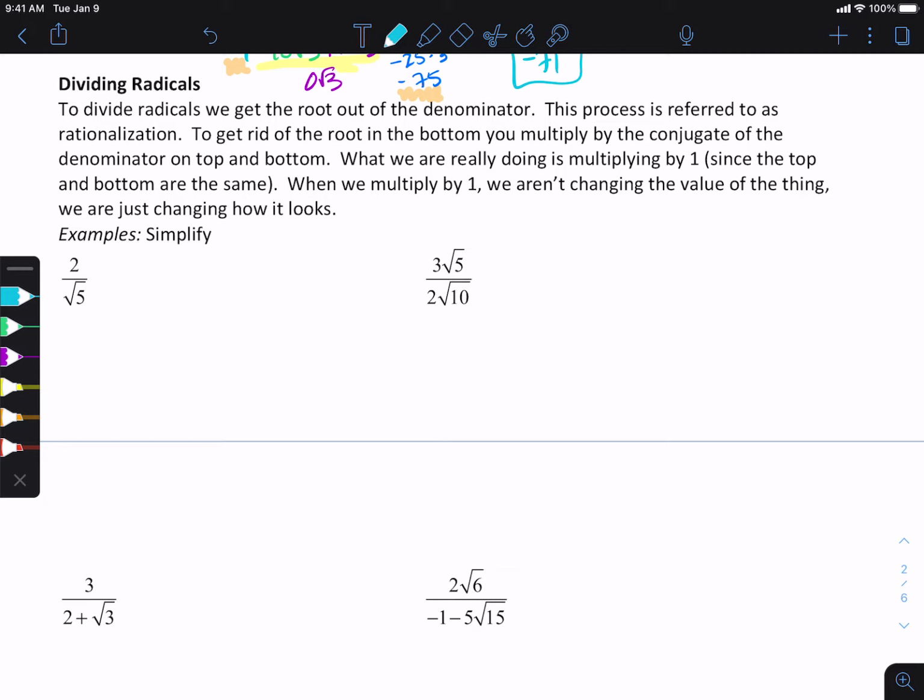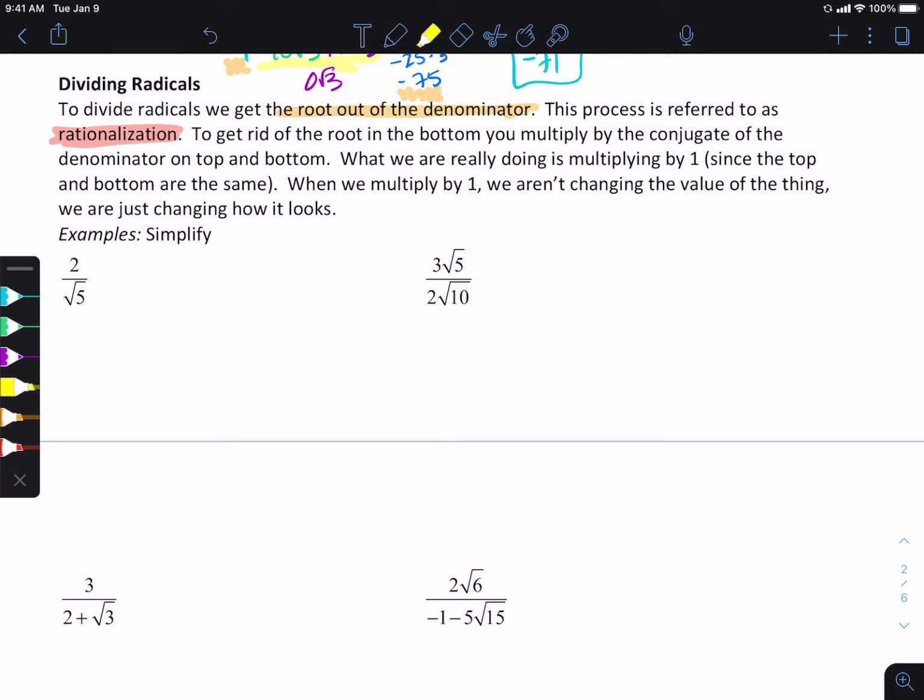We're going to look at dividing our radicals. When we're dividing our radicals, what we're really doing is getting the root out of the denominator. We refer to this process as rationalization. What we do is use this little trick to get the root out of the denominator.